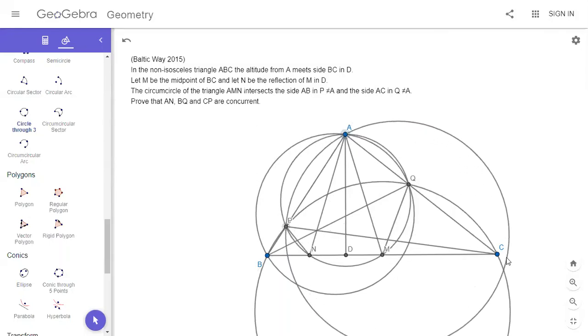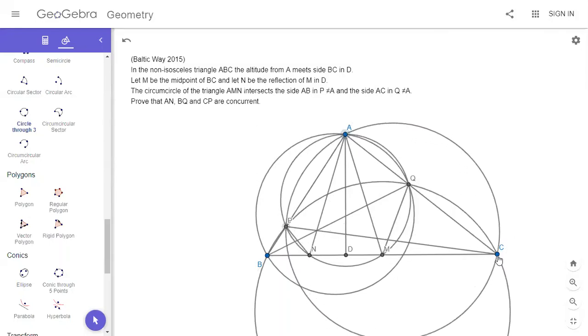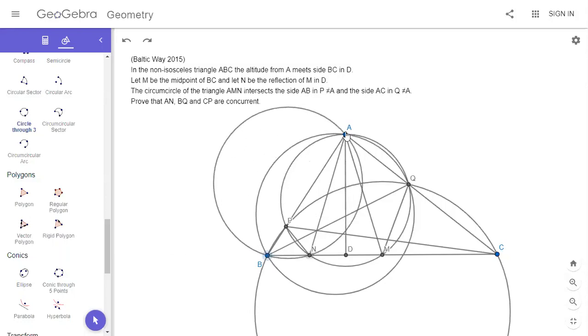Interesting. What if we did this? I guess that could be the circle. Yeah, because AN must pass through the point. What if we try like that? No, I think the other circle was correct. Yeah, because AN will pass through the point of contact of these two circles.